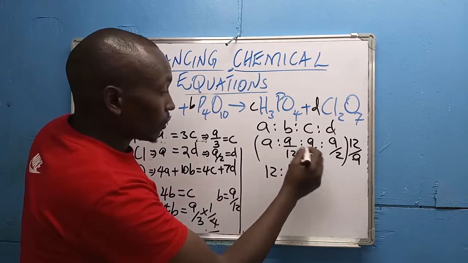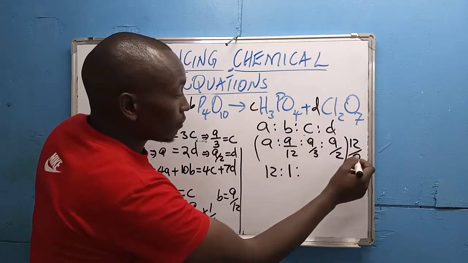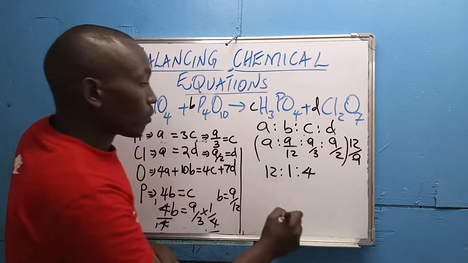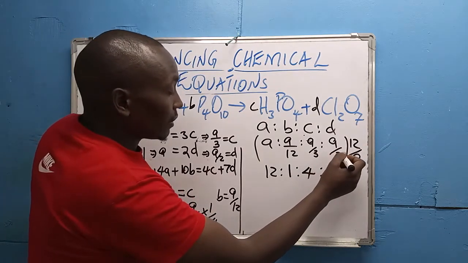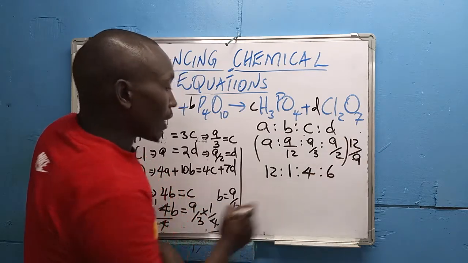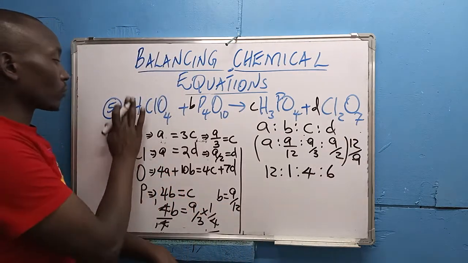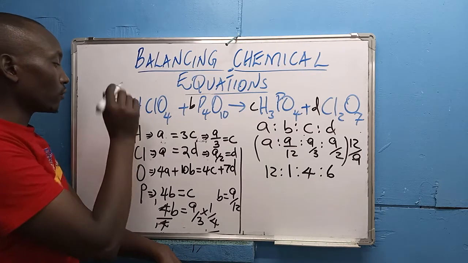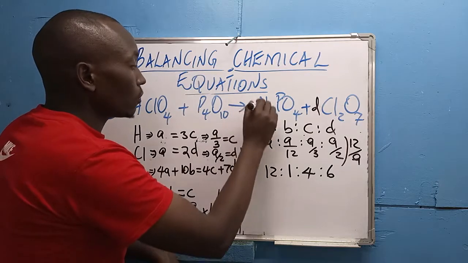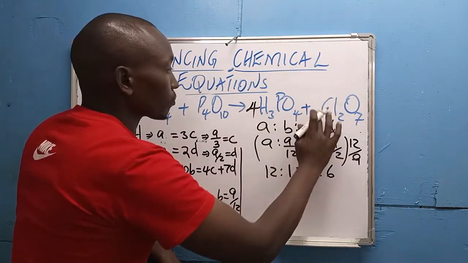If I talk about this one, remember it is divide by A. By 3, 1. By 3, 4. So that is 4. Then this one will be by 2, 1. By 2, 6. By A, 1. By 2, 1. So I have the ratio. This is 12. Then this is 1, which I don't need to write. This is 4, and this is 6.